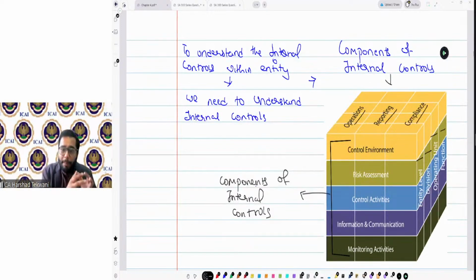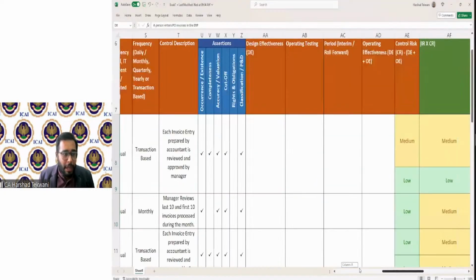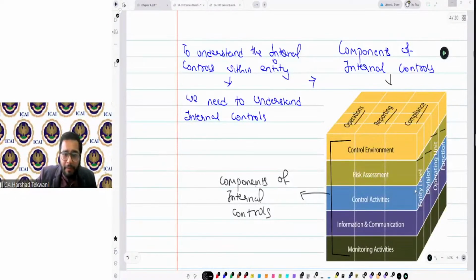Some operate at a particular level. For example, I'll go back to my Excel example. The internal control that each invoice prepared by the accountant is reviewed and approved by the manager is an example of an internal control at the function level, impacting only one operation. So it operates at the function level, impacting only one operation. Somewhere here, this part, it can be that small a part of the overall control environment.